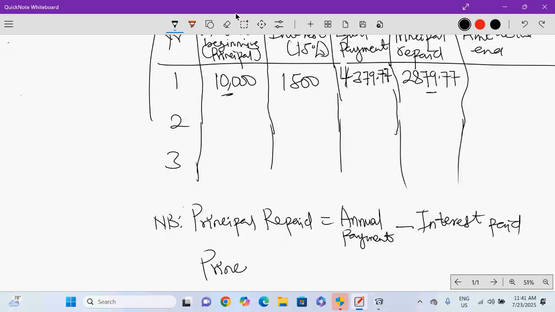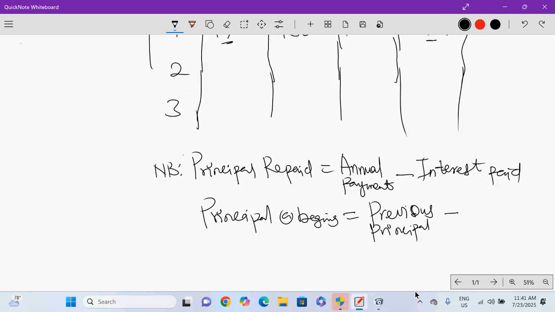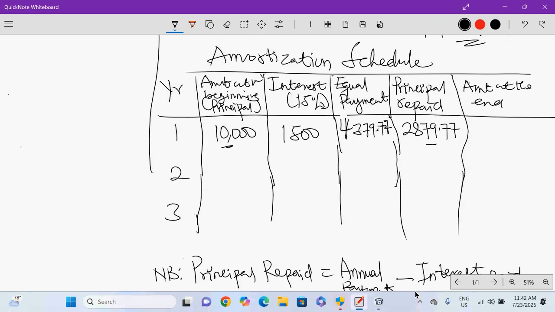And what is the principal at the beginning? The principal at the beginning is the previous principal minus the principal repeat.